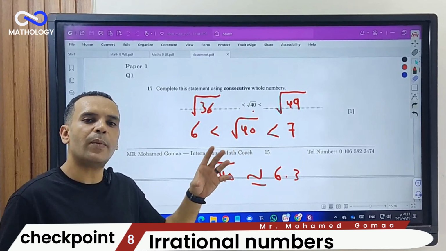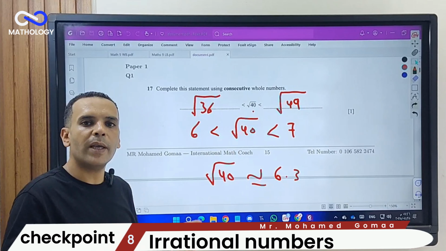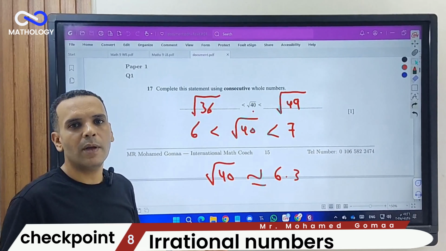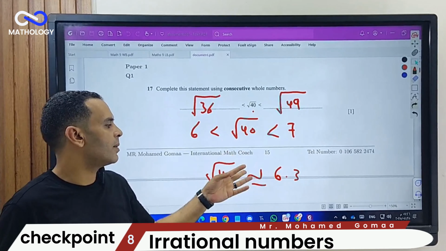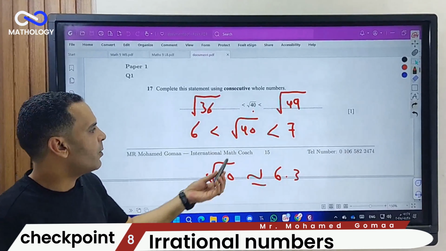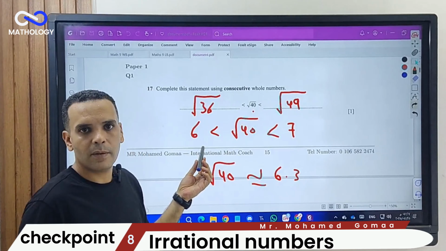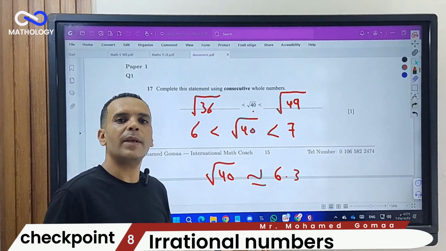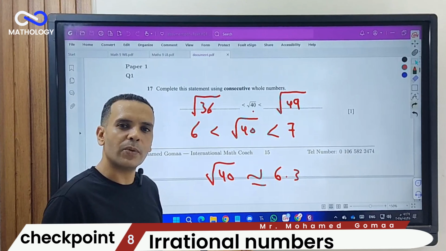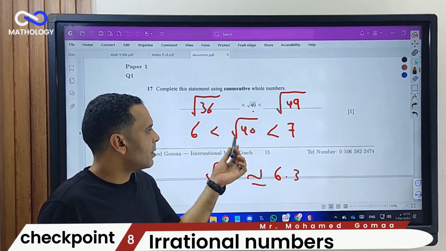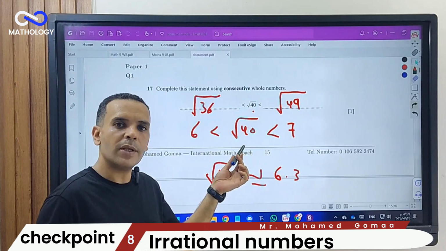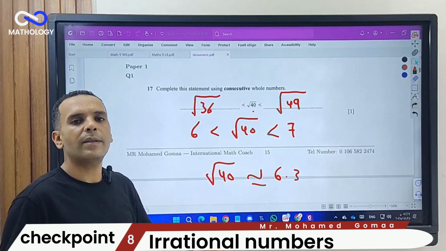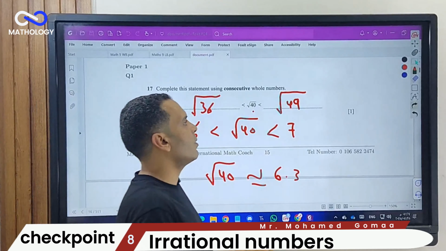Okay? If it lies in the middle between 6 and 7, like the square root of 42. Square root of 42 approximately equals the middle way between square root of 36 and square root of 49. So it will be approximately 6.5. But 40 is nearest to 36. Okay? So its value approximately equals 6.3, maybe 6.4, 6.2, but it doesn't reach the middle, 6.5. It will be 6.3 or 6.4. Right, 6.3.